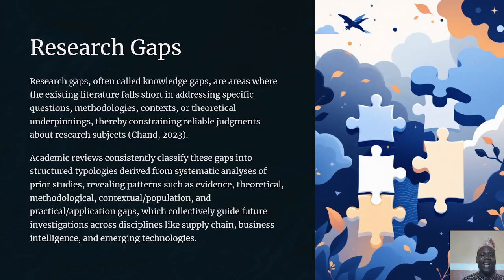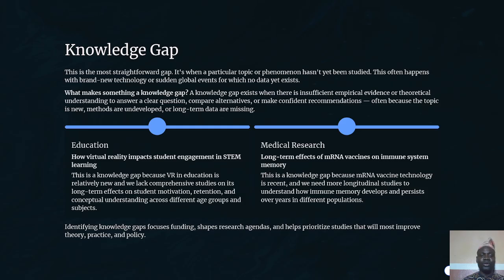So research gap is that untouched and unexplored territory. And I want to talk about the types that we have. The first one is the knowledge gap. This is the most straightforward gap. It is when a particular topic or phenomenon hasn't yet been studied.